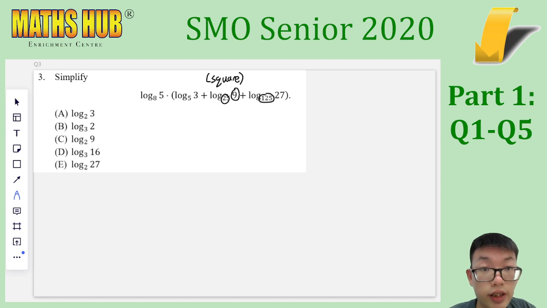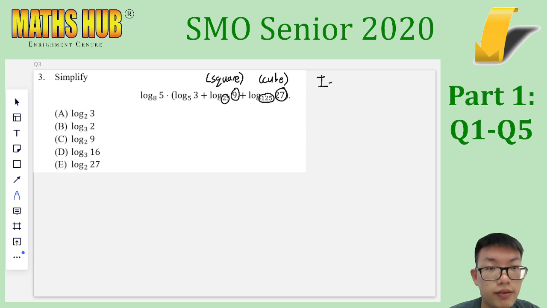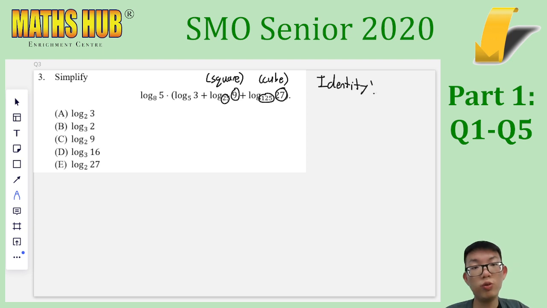There's 125 and 27, and these are cube numbers. Now, there's a useful identity which I would like to share about logarithms. And that would help us to deal with this sort of example, where you have got squares in the base and cubes in the base, and squares and cubes for 9 and 27 as well.